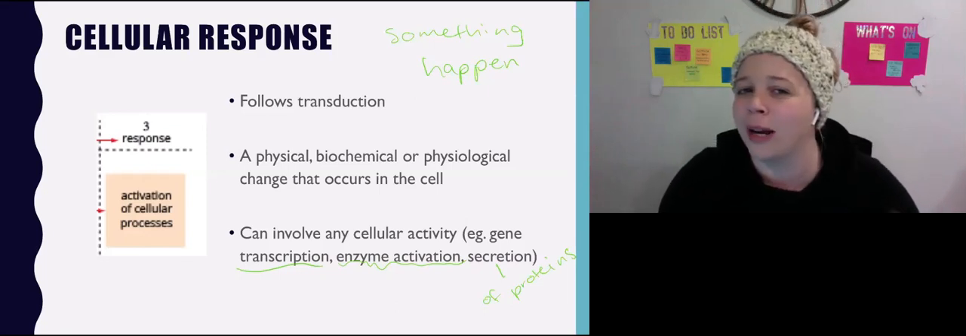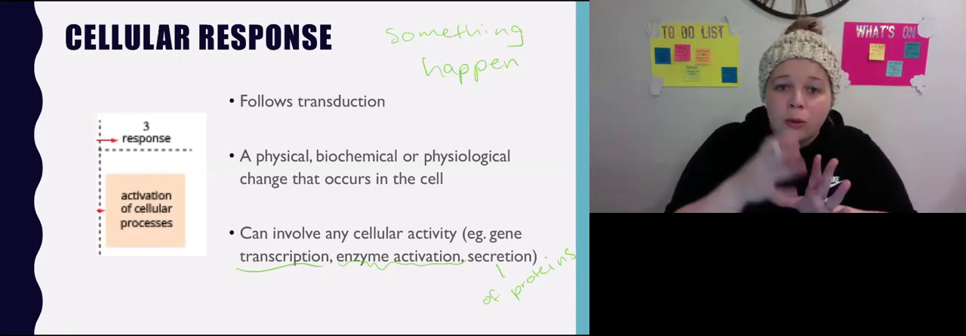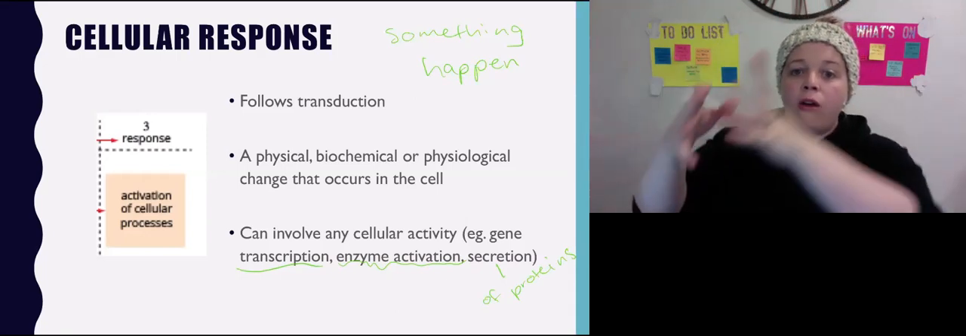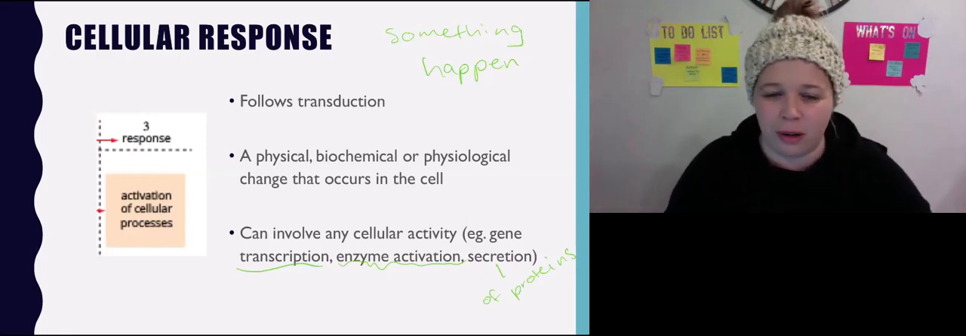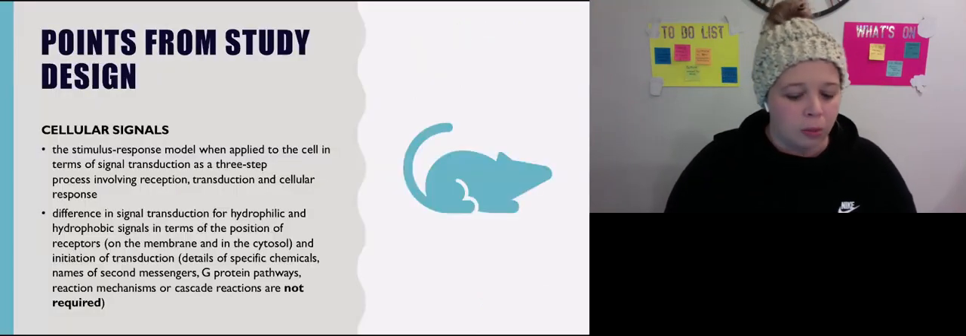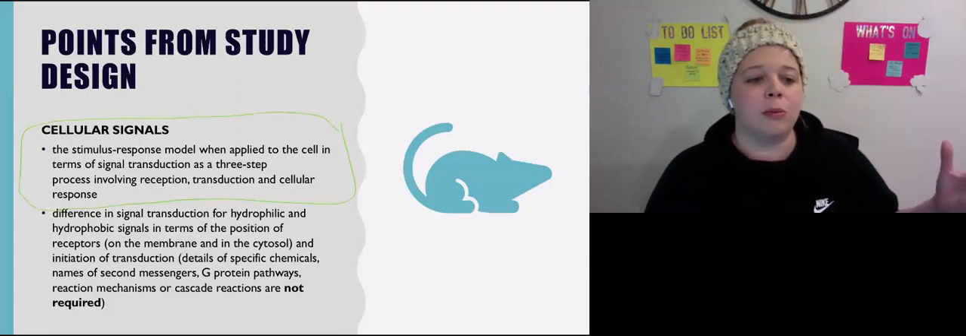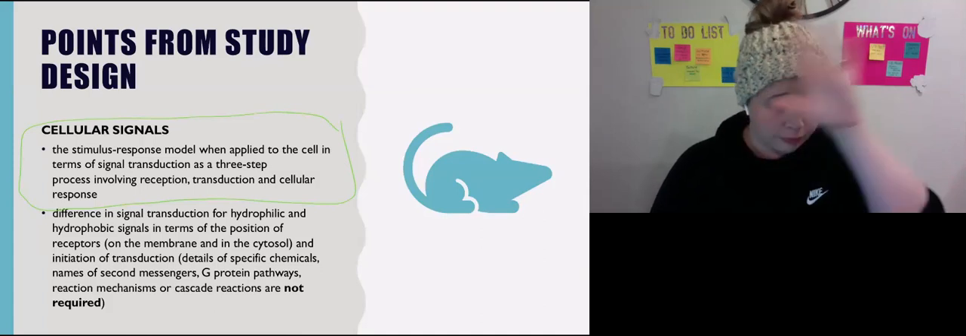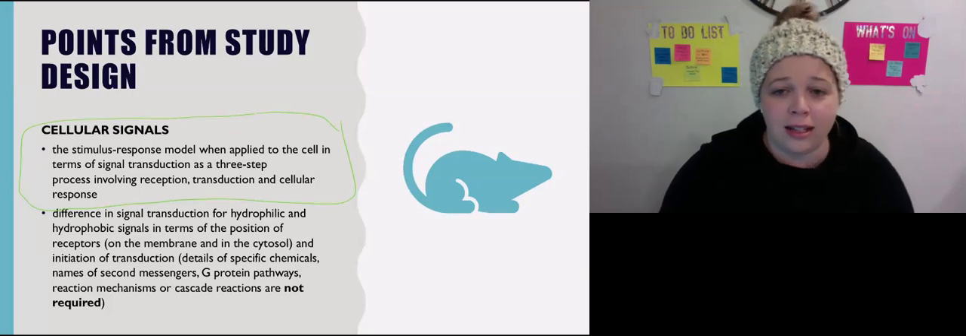And that's why you're rarely asked about this process in itself. You might be asked to identify whether or not it's reception, transduction, or a response from an example that they give you, but you would never really be asked to talk about the processes in general, because they don't make sense unless you have an example. So what we've done right now is we've gone through this dot point here, which is the stimulus response model when applied to the cell in terms of signal transduction. We've got 3 steps: reception, transduction, and cellular response.